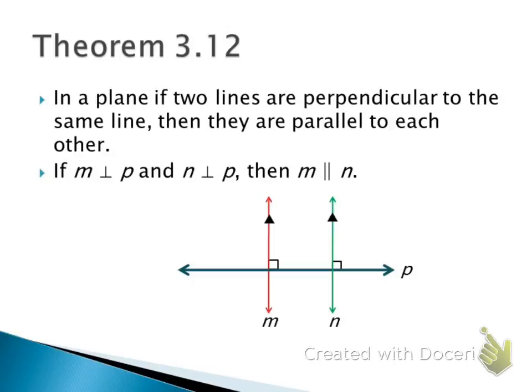All right, here is theorem 3.12. This is the last theorem of the day, so I know it's been a lot of writing, but you're almost done. This one says, in a plane, if 2 lines are perpendicular to the same line, then they are parallel to each other. So you can see in this diagram, M and N are perpendicular to P, so they're parallel to each other. Any questions on what this one states? So you can see just lots of different rules about parallel and perpendicular lines today.